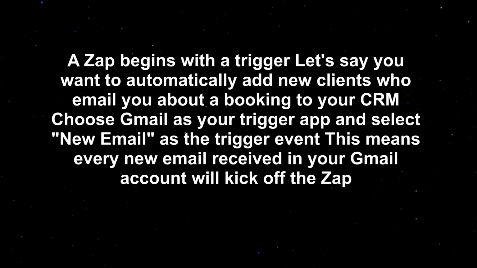Let's say you want to automatically add new clients who email you about a booking to your CRM. Choose Gmail as your trigger app and select New Email as the trigger event. This means every new email received in your Gmail account will kick off the Zap.